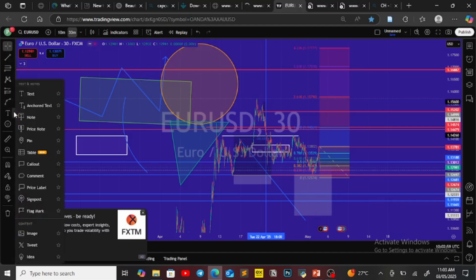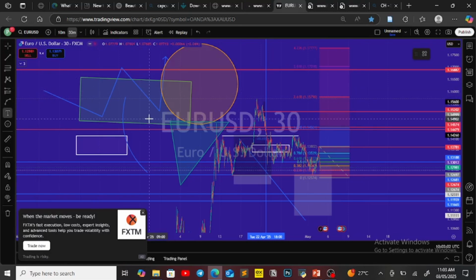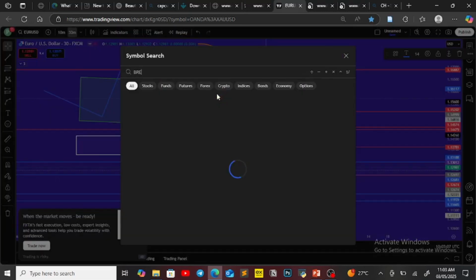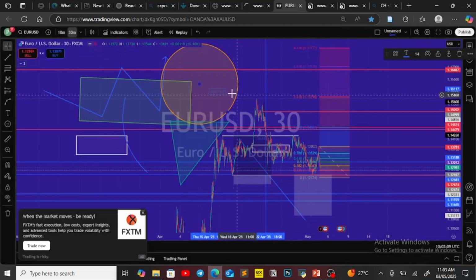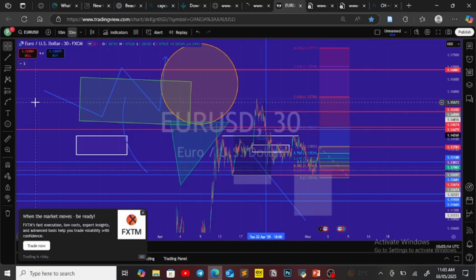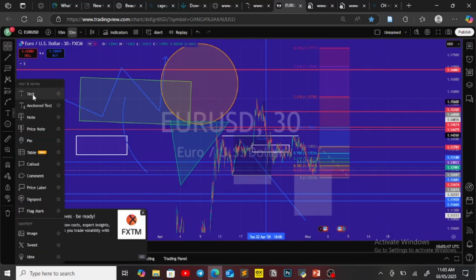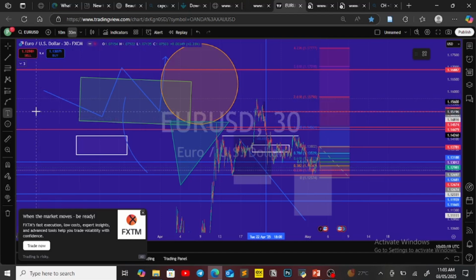So we have text also. You know, this one you just write, okay, probably when there is a break of structure, you can just write break of structure. So you can just click on it. For instance, you just want to write something here. Okay, technical. You can see the writing. So probably you're trying to indicate that this is what happened here, so you can just write it down.